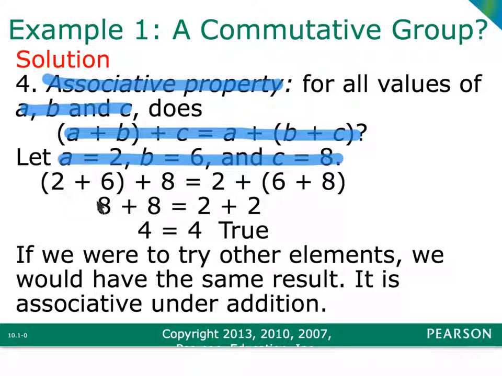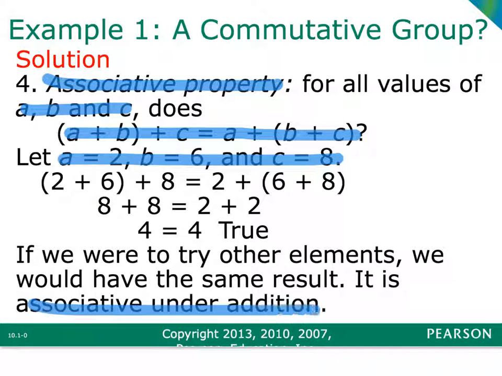2 plus 6 is 8 in clock arithmetic, so we have 8 plus 8. And then 6 plus 8 in clock arithmetic gives us 14 minus 12, which is 2. So we have 2 there. So now we have 8 plus 8 equals 2 plus 2. Now this is not normal addition. 8 plus 8 normally is 16 and 2 plus 2 is 4, so that's not true. But in clock arithmetic, when we add 8 hours to 8 o'clock, we get 4 o'clock. 8 plus 8 is 16 minus 12 is 4. And then 2 plus 2 is 4. So this is true, and if we try other elements, we'd have the same result. So we do have the associative property under addition.